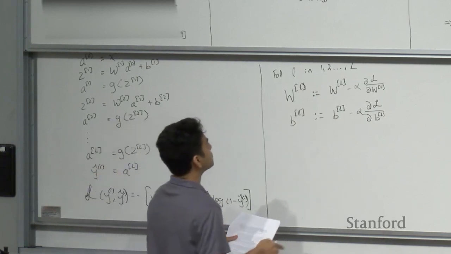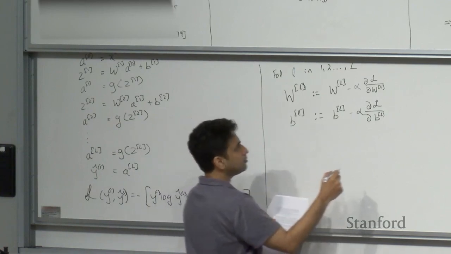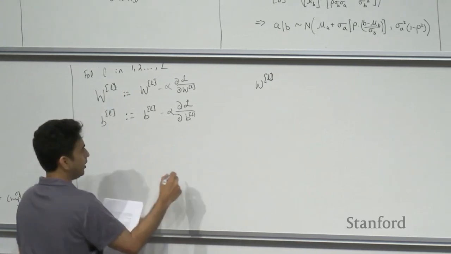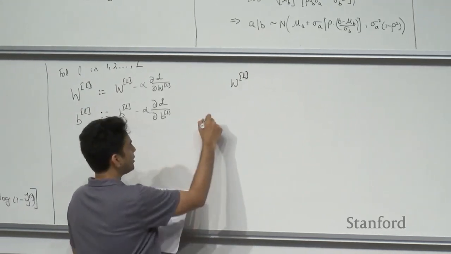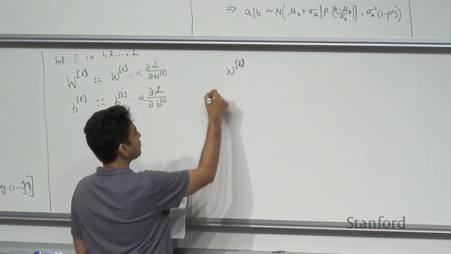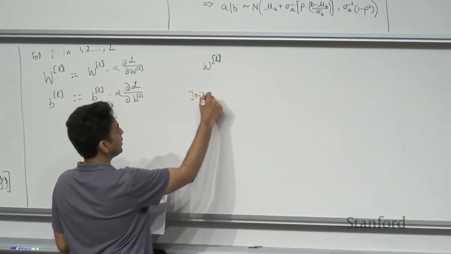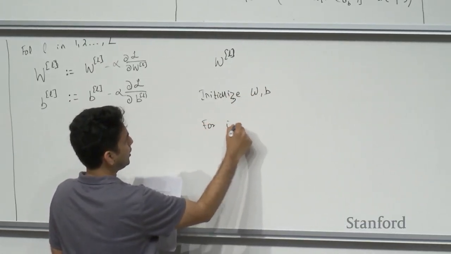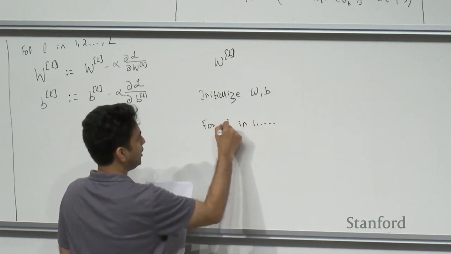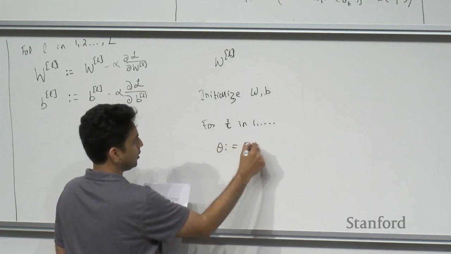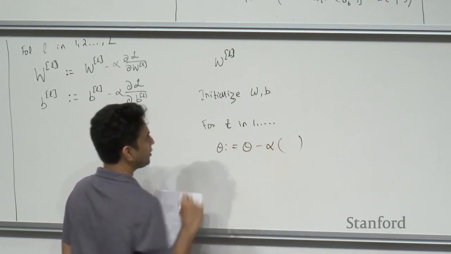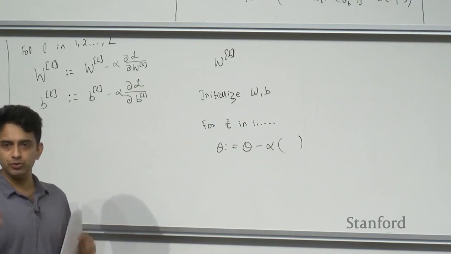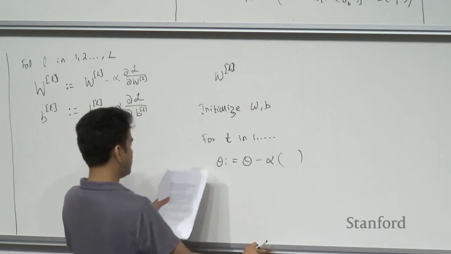And the way we go about initializing is, in logistic regression or in general in our learning algorithms, we initialize W's and B's, and then for t in some time steps, theta equals theta minus alpha times something. In order to do the initialization step, which in logistic regression and linear models we would just initialize to 0, in place of 0 initialization, we will instead do an initialization like this.